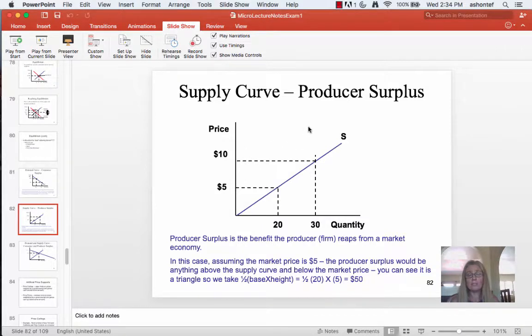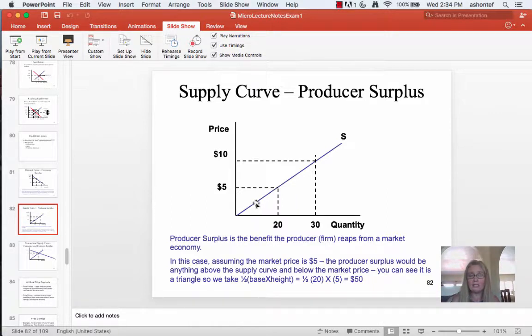Producer surplus is the same idea, only this is from the firm's point of view, and they too can reap benefits from the market as well. And so in this situation, we'll stick with the equilibrium price being $5, so quantity supplied will be 20. But notice, just as with the consumer surplus, everyone before this number 20, they would have put out the unit here, right here, below 5, but they're going to get 5 for that unit.